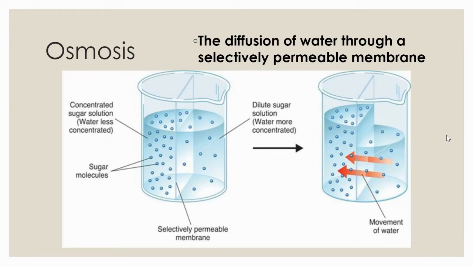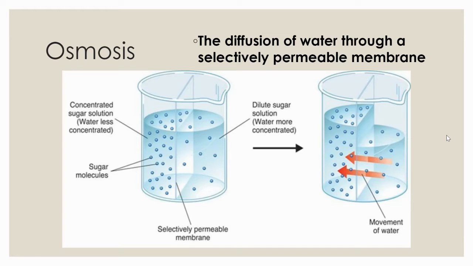Hey everyone, welcome to our second video about moving materials in and out of the cell through the cell membrane. This one's about osmosis. Osmosis is the diffusion of water through a selectively permeable membrane. And you'll remember, cell membranes are selectively permeable or semi-permeable, meaning they control what comes in and out.